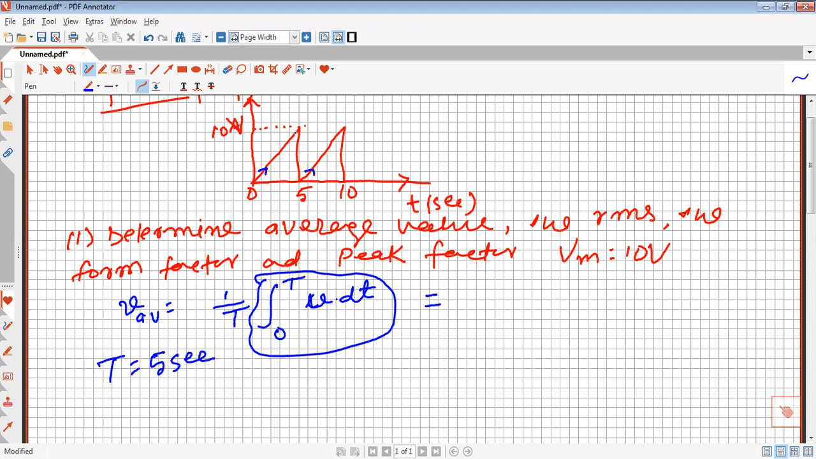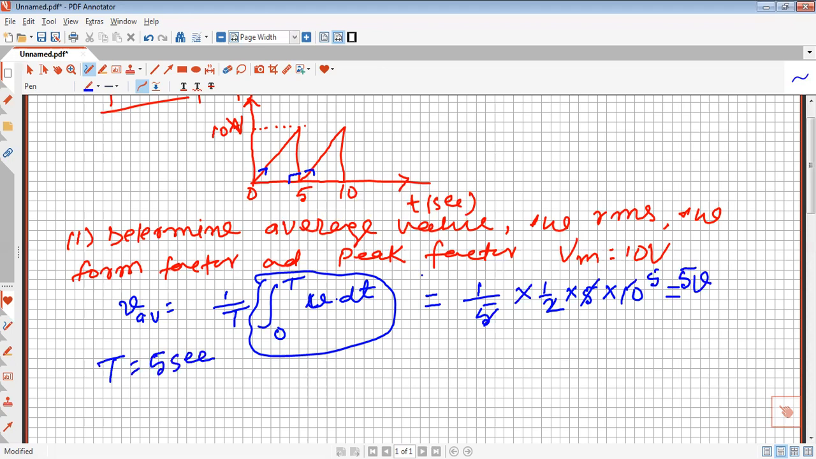So the area under this curve we can find very easily. This is a right angle triangle. So the average is 1 by 5 times the area of the triangle, which is 1 by 2 times the base, 0 to 5, multiplied by the height, which is 10. The 5 cancels out, so this comes to 5 volt. So its average value is 5 volt.